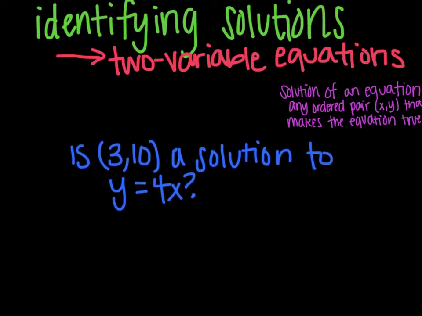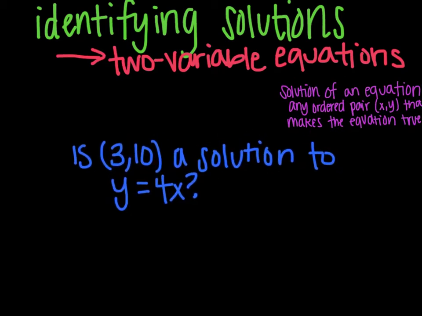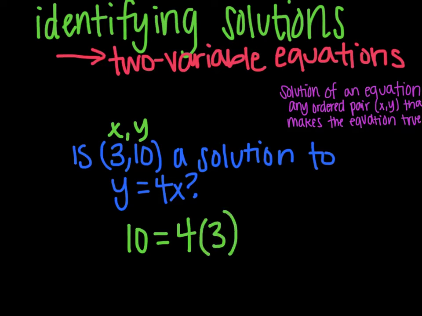Here's an example for you. Is (3, 10) a solution to y equals 4x? So let's go ahead and solve this. You're going to input it in. Again, this is x and this is y. So I'm going to put in the 10 for y and the 3 for x. And then I'm going to solve. 10 equals 4 times 3 is 12. 10 equals 12. No, that is not true. So the answer is no. (3, 10) is not a solution to y equals 4x.